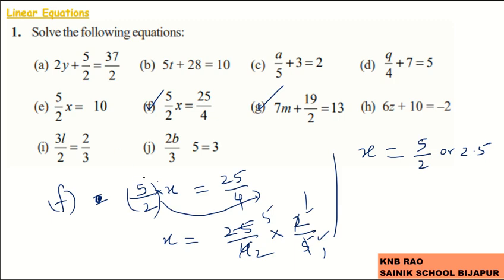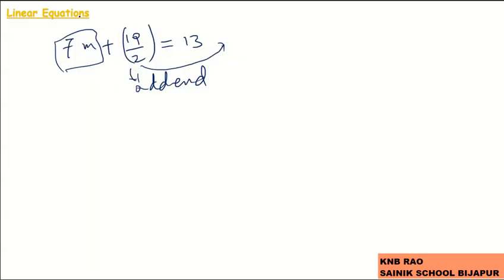Whereas in the case of this multiplicand to the variable portion, when it is transposed the other side, it is getting reciprocaled. So be careful what you are transposing. Now here on transposing 19 by 2, the other side of equality, because it is addend, it becomes subtrahend. It is not reciprocaled. Most of the times children commit error here.